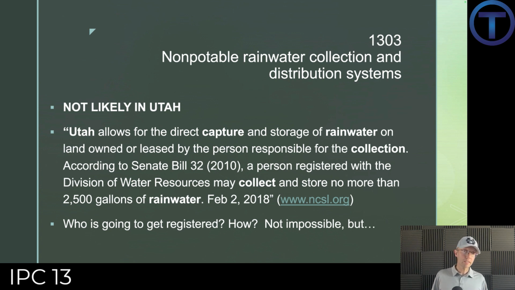Now, are people going to register? Do people even know to register? If someone just looks on YouTube and sees how you collect rainwater from your roof and starts using it, well, it could happen. But it's good to be aware of, here's the law in Utah.